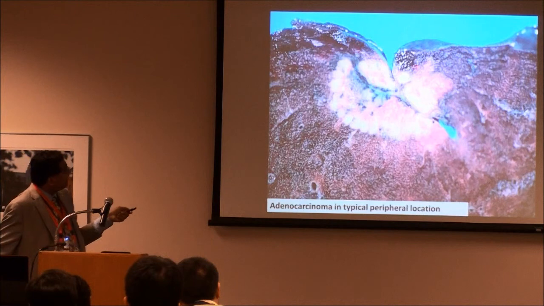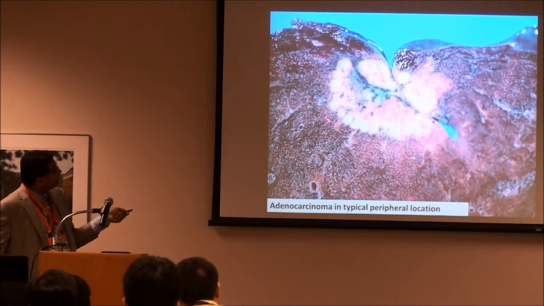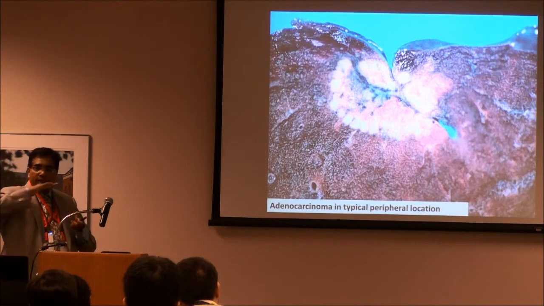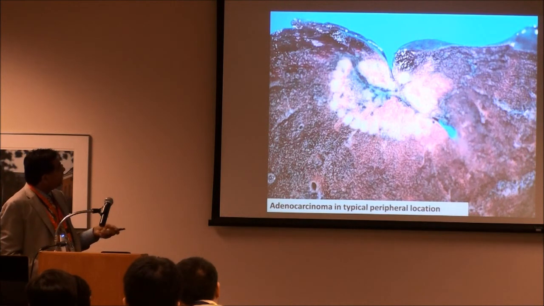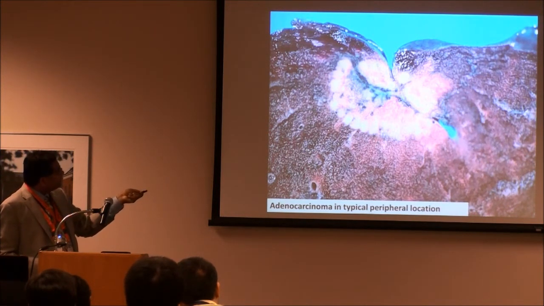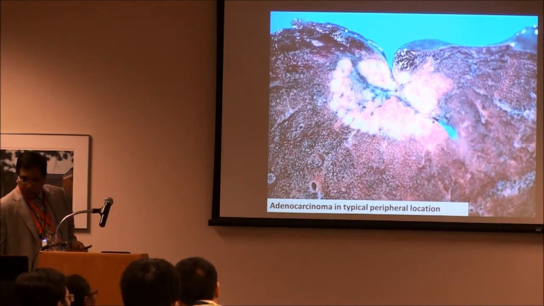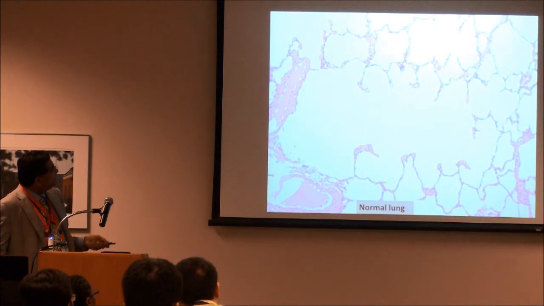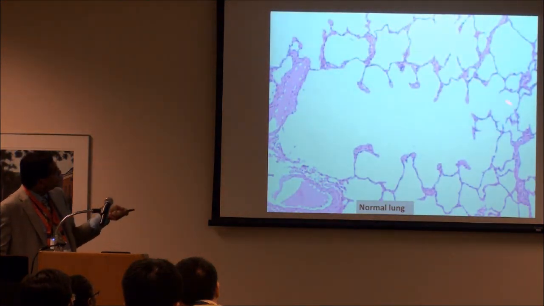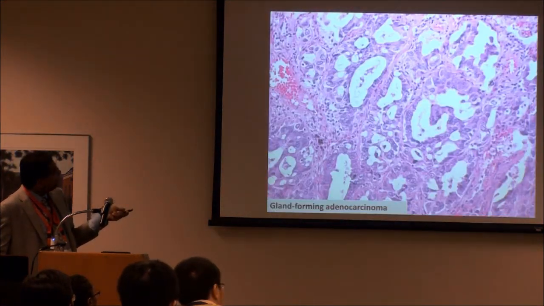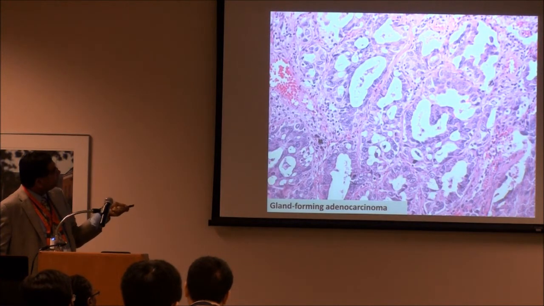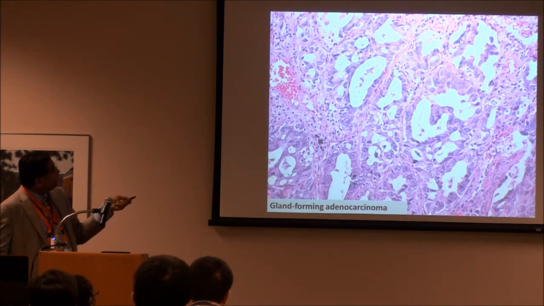Here is an example of a lung cancer. When the surgeon takes the lung out, we cut it into slices with a big knife, and this is a nice, peripherally located lung cancer. It's called adenocarcinoma. This is a normal lung. Okay? And this is a cancer lung. You can tell the difference right away. It's very busy. All these glands are present here.